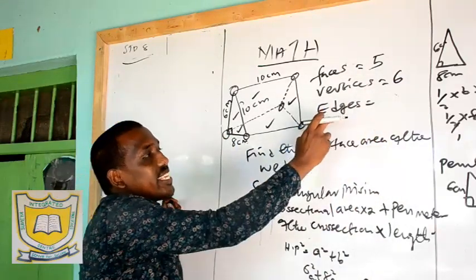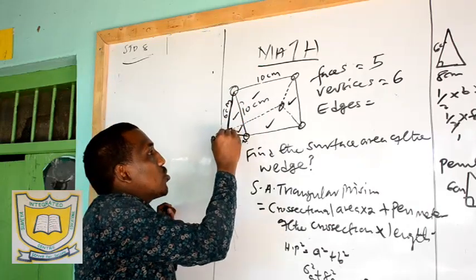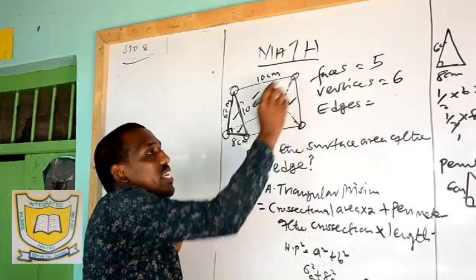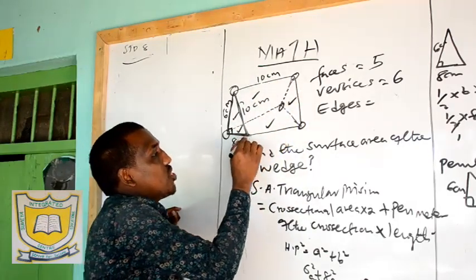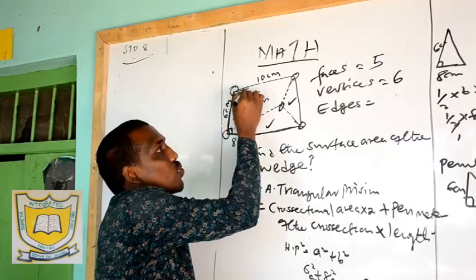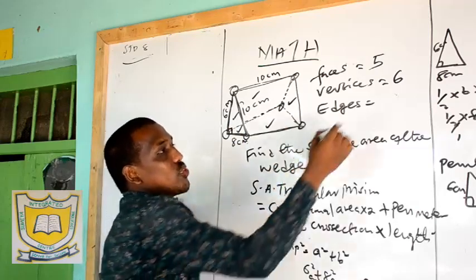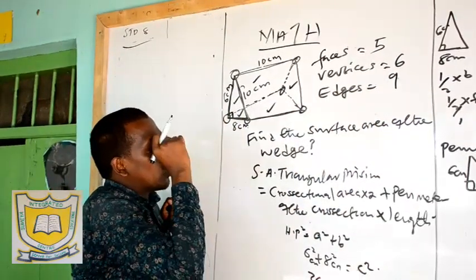And we have the edges. Edges means the lines. How many lines are here now? The triangle now: 1, 2, 3. One triangle has 3, the other one also has 3. So 3, 3, that is 6. Then we add this one, 7. Then we add this one of the rectangle, 8. Then we add this one which is dotted, 9. So the edges are 9. So when you add, you will get now 20.